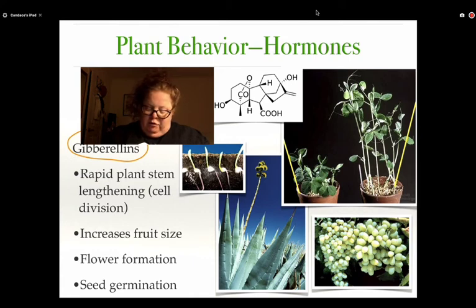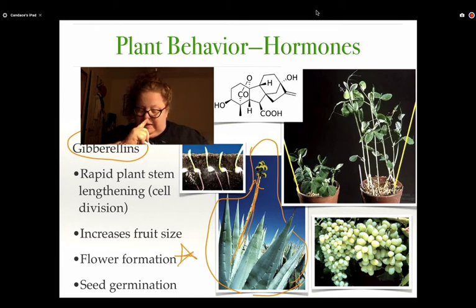So if you look at something like this agave plant, it's got this shoot that grows upward when it's ready to flower. And so we've got the flower formation and this stalk that grows, and that is associated with gibberellins. Also seed germination. And I included these two.